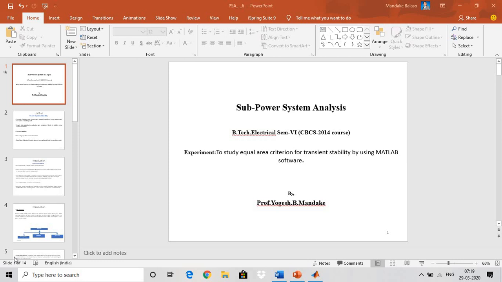So from the title of the experiment it is clear that before going to study this experiment you should have an idea of what is meant by the stability of the power system and what is meant by the equal area criteria method, and then we will study this concept by using the MATLAB software.